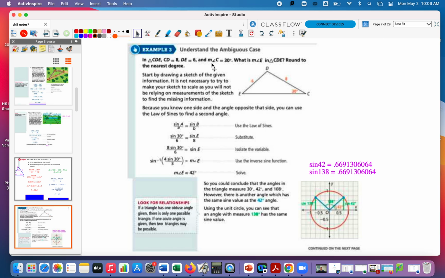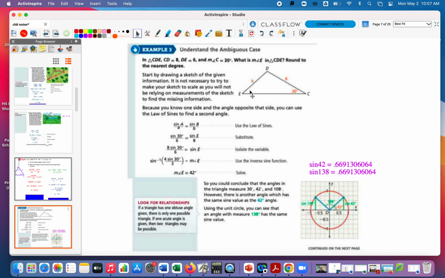There we go. Now, the other side of this law of sines is also the idea that there's this ambiguous case, which means unclear. So let's look at what happens here. They have this situation. They set up all their triangles. They're setting up their law of sines, and they do all the work we've been doing here, and they found their angle. Great, this angle E here is 42 degrees.